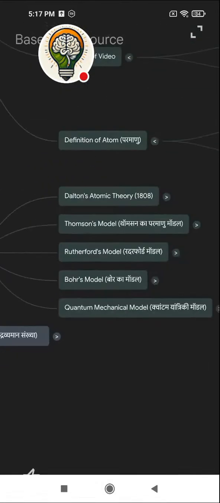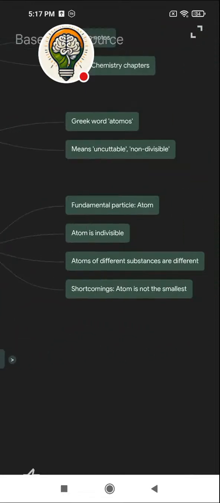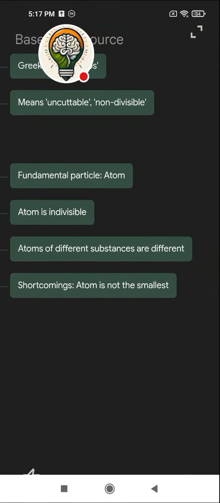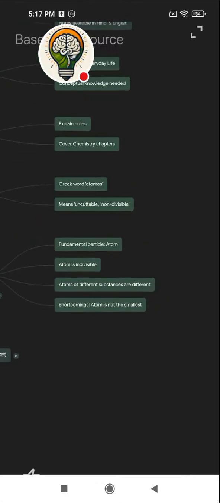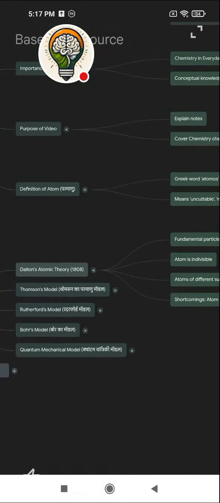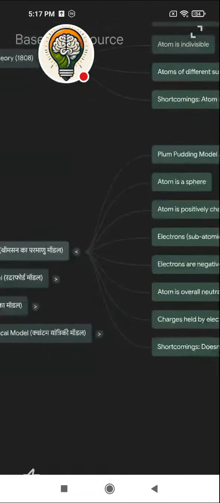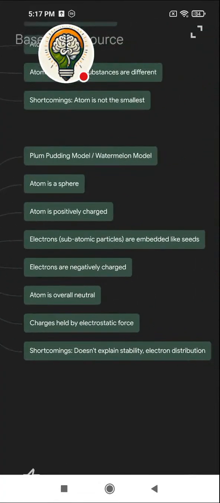Dalton's atomic theory: the fundamental particle is the atom. Atom is indivisible, and atoms of different substances are different. The shortcoming: atom is not the smallest. There are proton, neutron, and many more particles. Then the Thomson model, the plum pudding model, or watermelon model.